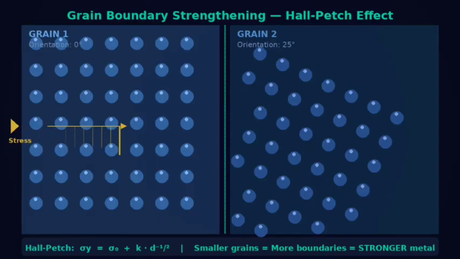Watch the dislocation, the inverted T symbol, moving freely through the left grain. Now watch what happens as it approaches the boundary. The next grain has a different orientation. The dislocation cannot pass. It is blocked, stopped at the boundary. This is the Hall-Petch effect in action. This is why fine-grained steel is stronger than coarse-grained steel. And this is why every steel mill in the world carefully controls the grain size of every heat of steel it produces.